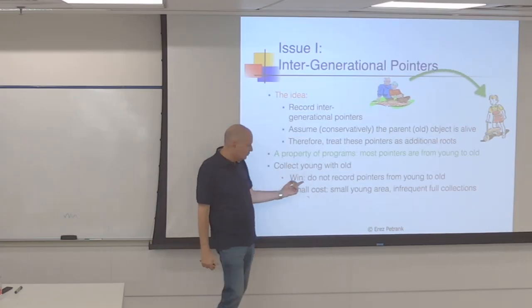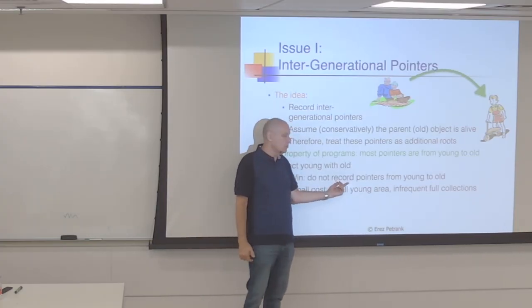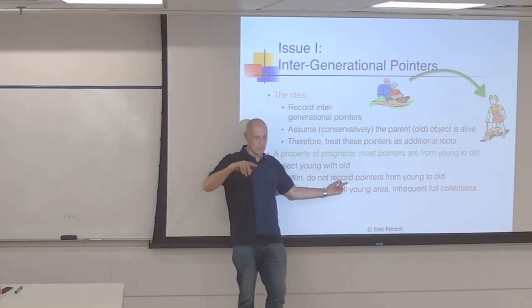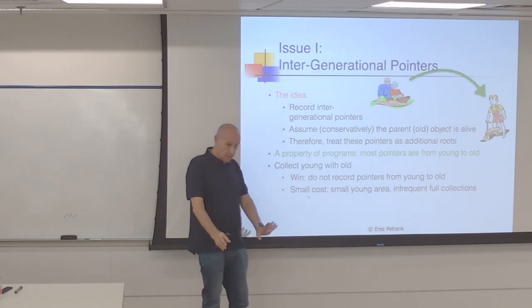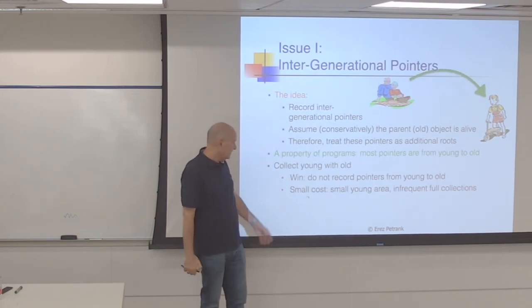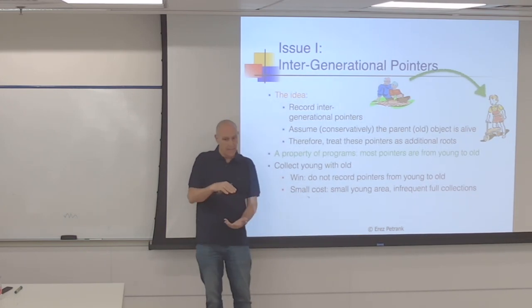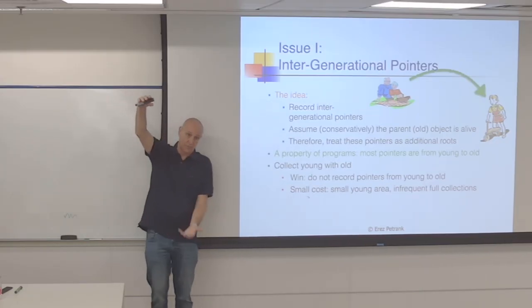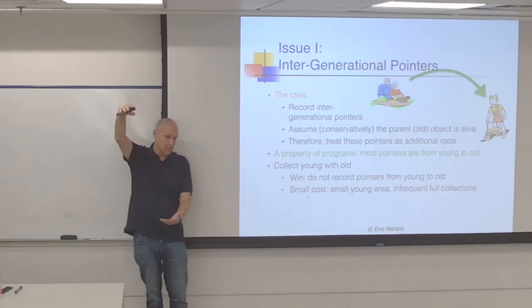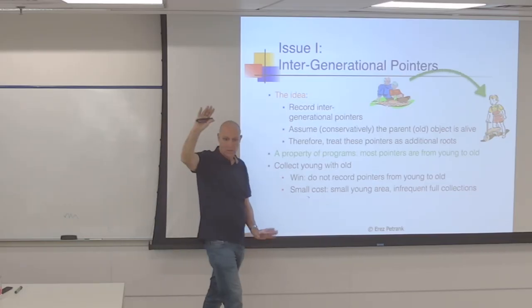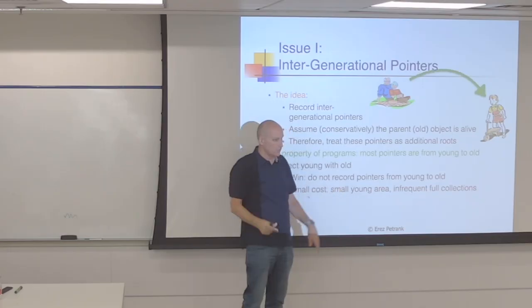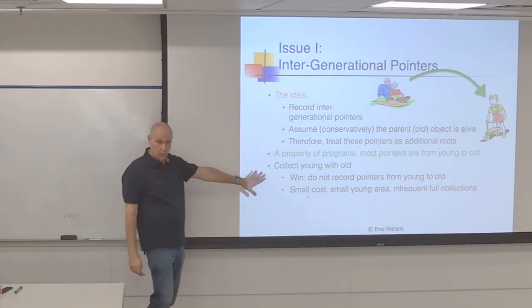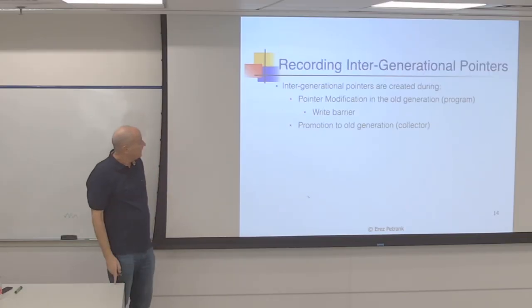The good thing is that we don't need to record all these pointers from young to old, of which there are usually a lot more than old to young. There is a small cost, because the young area is small and the old generation is large. If we just add this small young generation to the collection, we don't lose a lot in efficiency. Okay, so this is how we handle it.